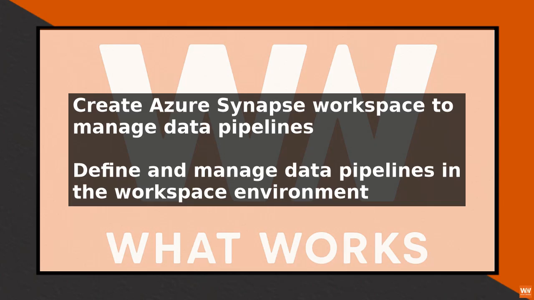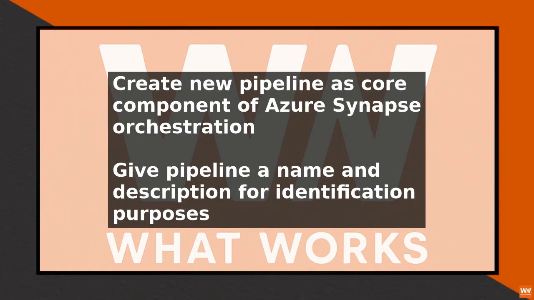To create a pipeline, navigate to the Integrate tab in your Azure Synapse workspace and click on the plus sign to create a new pipeline. Give your pipeline a name and description. Then click Create. Now you need to add activities to your pipeline.